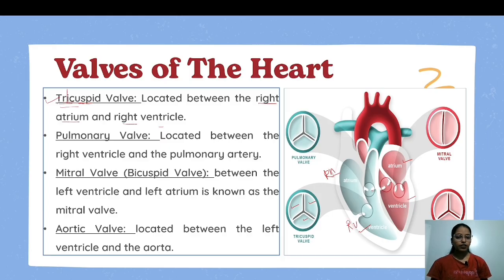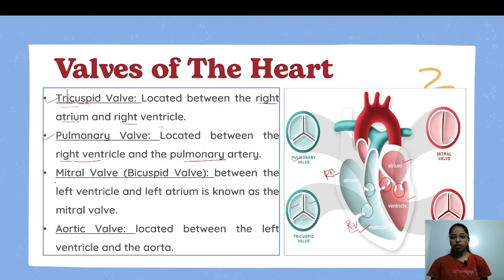Okay, the second valve is the pulmonary valve. You can remember the pulmonary vein is present. So in the pulmonary artery, the pulmonary valve is present. The pulmonary valve is present between the right ventricle and the pulmonary artery. So the pulmonary valve is located between the right ventricle and the pulmonary artery. The pulmonary artery carries deoxygenated blood to the lungs.